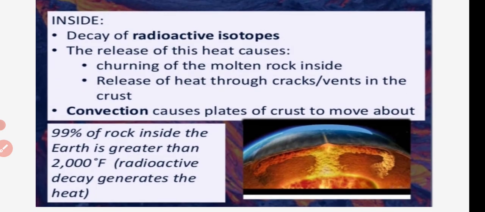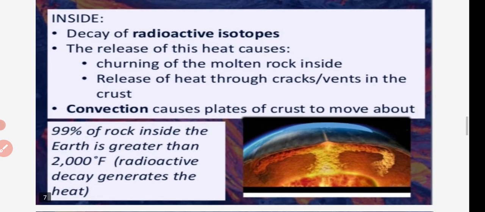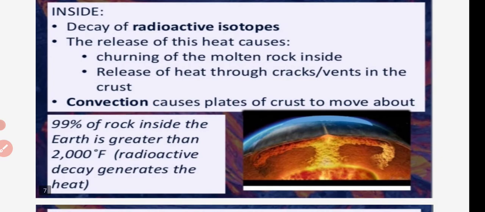So here, in the study of the primary and secondary waves, the primary waves are longitudinal waves and the secondary waves are transverse waves. So this is the study of the earthquake waves. The velocity of these waves decreases while traveling through a medium of low density, and here the radioactive isotopes have been given. The release of this heat causes the churning of the molten rock inside, release of heat through cracks and vents in the crust, and convection causes plates of crust to move about.